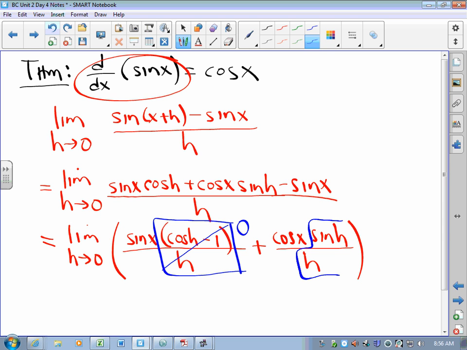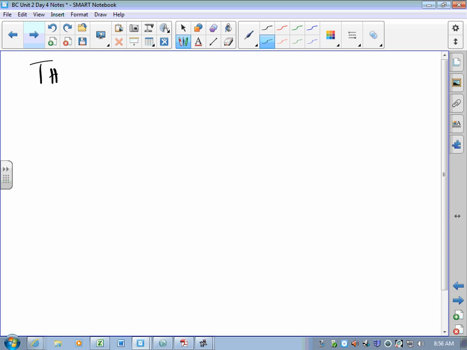The one that's much more familiar is the guy on the right, sine h over h as h approaches 0. What happens to that? Gets closer and closer to 1. And so I've got sine x times 0 plus cosine x times 1. That's cosine x. So the derivative of sine x is cosine x from the limit definition. Similarly, the derivative of cosine x, really, I can write with respect to x, is minus sine x.